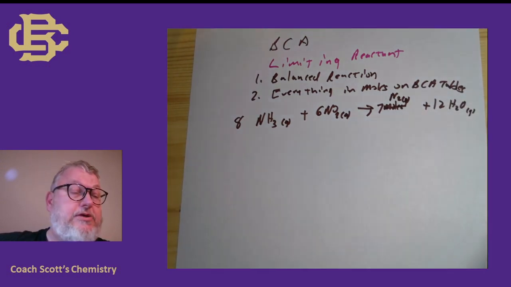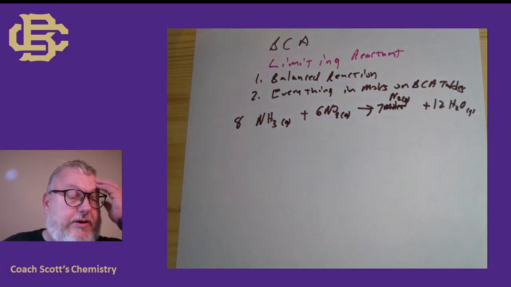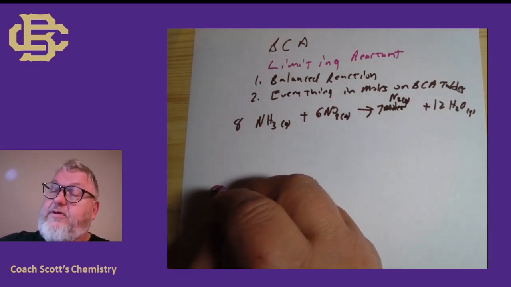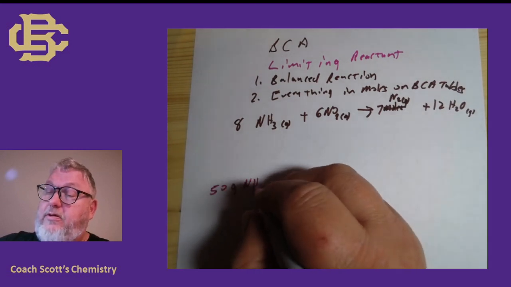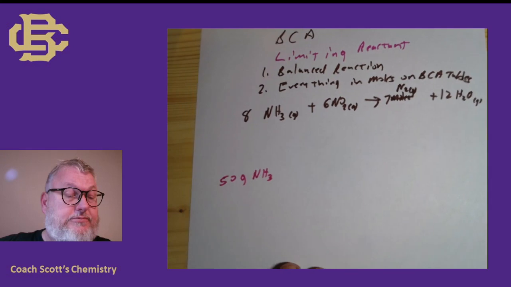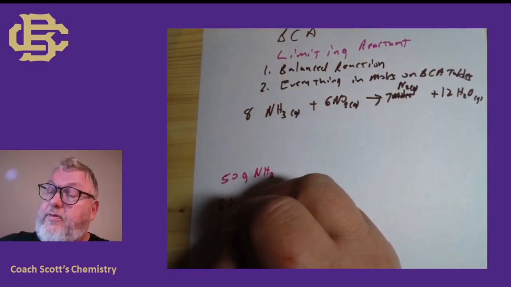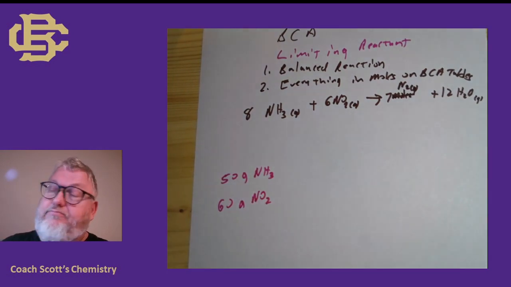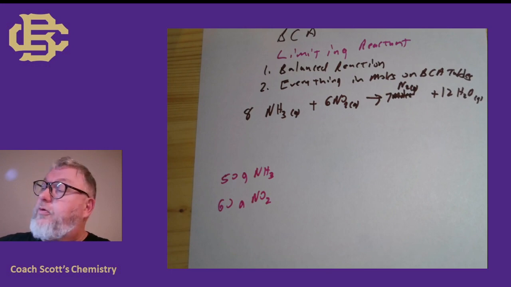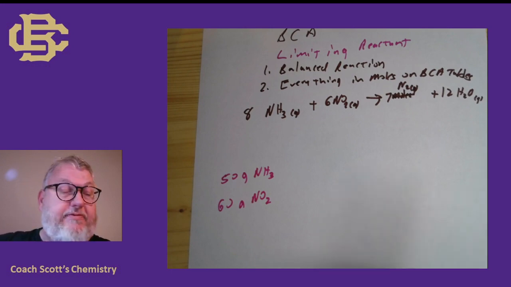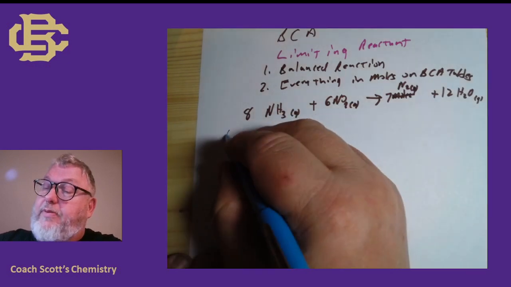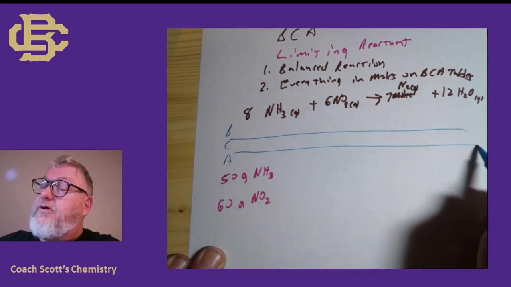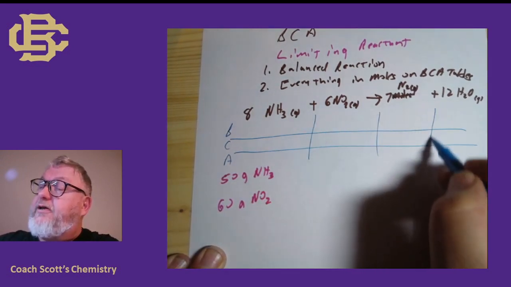Okay, so we might have a problem where they say you've got 50 grams of ammonia and 60 grams of NO2. Which one of those is going to limit the reactant? That'll be the first part of the question. Well, of course, let's draw our BCA table out. We already did this in the previous video, but let's draw it out real quick: B, before, the change, and after. Again, I like doing lines because it keeps my ADHD in check.